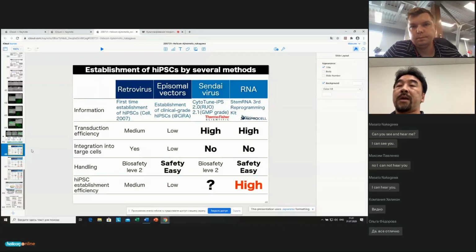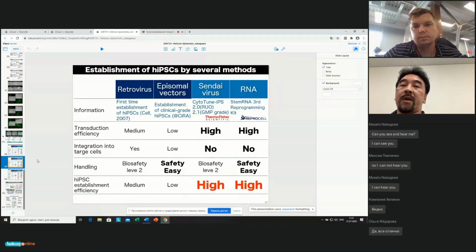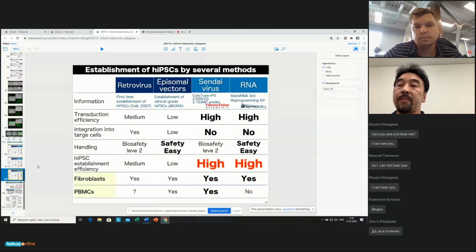So we confirm the synthetic RNA can be used for iPS establishment with very high efficiency. Next slide, please. Today, I don't show any data about the Sendai virus, but using Sendai virus, we could also establish the iPS cells with very high efficiency. The efficiency is similar to the messenger RNA. Next slide, please. And I show more detailed results.